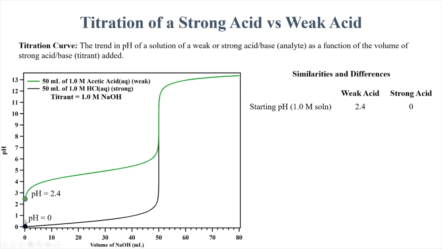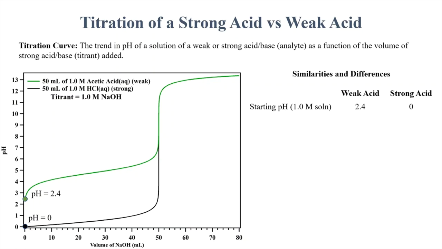And if we compare those numbers, the starting pH for the 1 molar solution for the weak acid is going to be 2.4, and for the strong acid, it's going to be 0. So now, this should make sense in two different ways, right? In the first way, we have a strong acid, and it has a lower pH than the weak acid, even though the concentration is exactly the same. So we're starting with the same concentration of acid. This solution is going to be more acidic. It's going to have a lower pH than this solution.